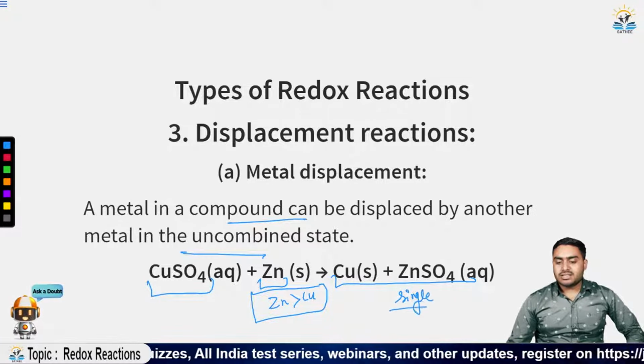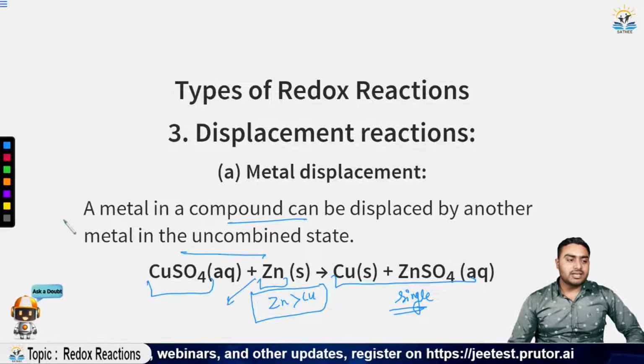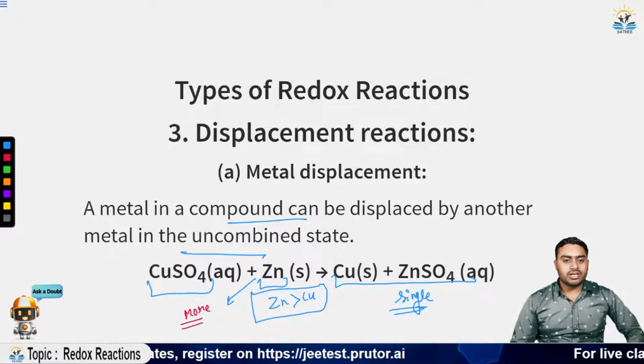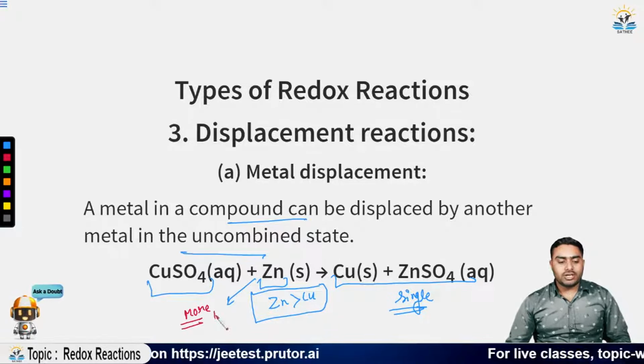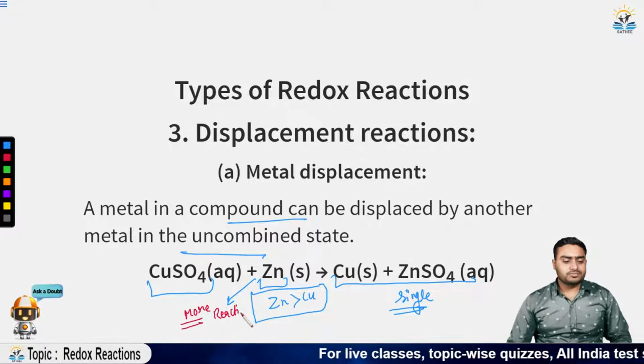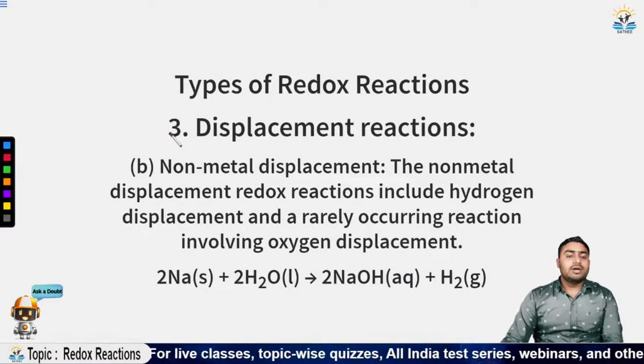This is the single displacement reaction example. Again, I am writing: zinc is more reactive than copper according to the reactivity series. Okay, let's go to the next type.